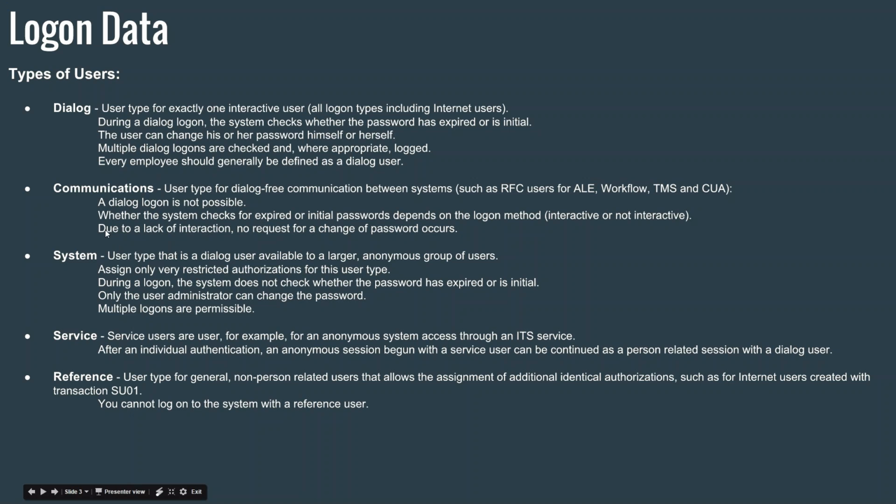Next is the system user. This system user is used for background processes. Similar to the communication user, it is a user type, unlike the dialog user, available to a larger anonymous group of users.